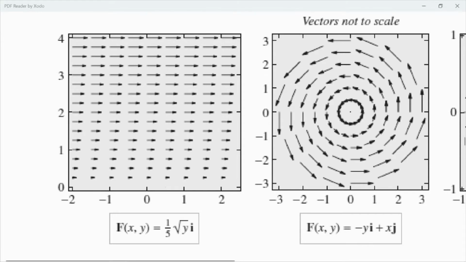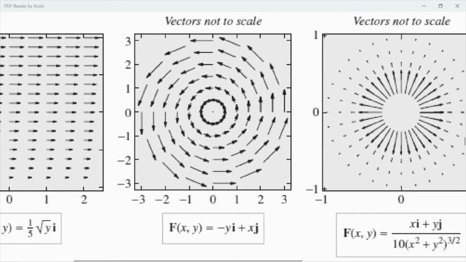Okay, so you can see that the further we get in the vertical direction, or the y direction, the longer the vectors are becoming. Fairly straightforward. If we're along any horizontal line where y is constant, we're going to have vectors that are the same magnitude at any point along those horizontal lines. Okay, so here's another example.